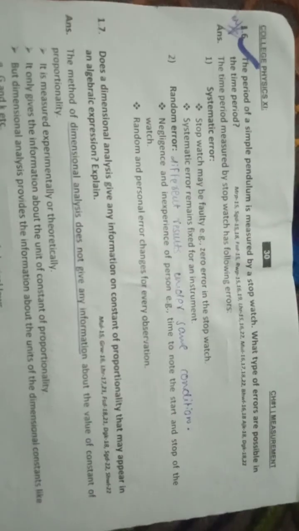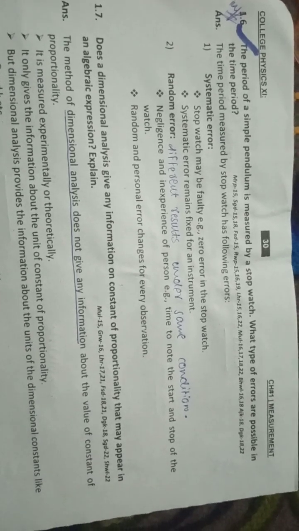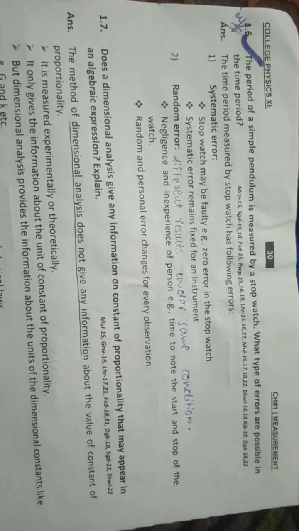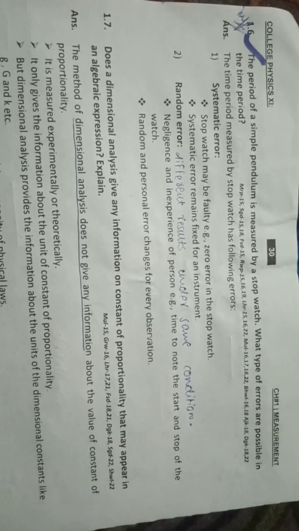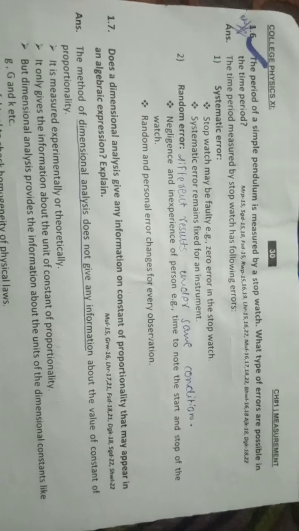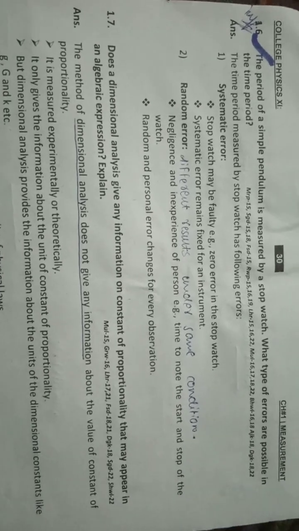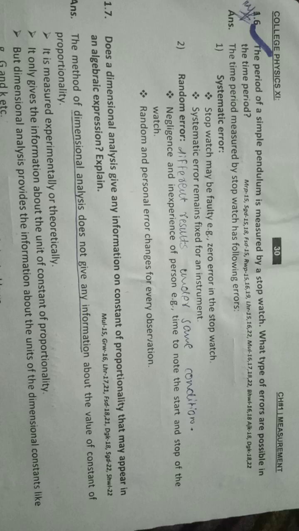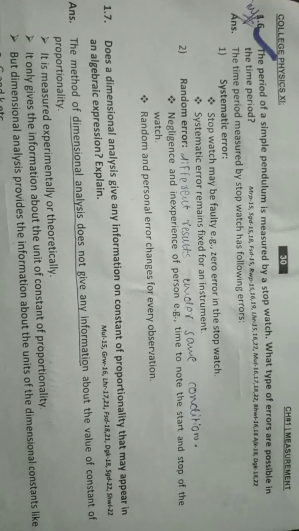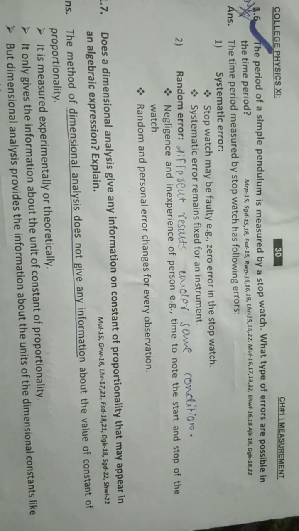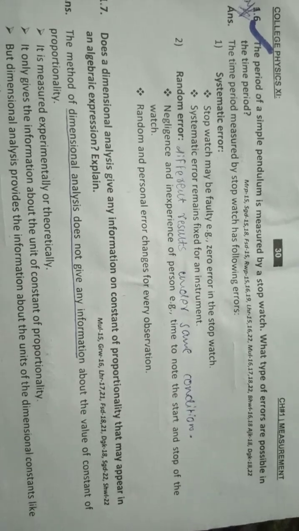Okay, question number 1.6 is also important. The period of a simple pendulum is measured by a stopwatch. What type of errors are possible? There are two types of errors: systematic error and random error. Systematic error, as its name suggests, is an error due to the system. So here we use a stopwatch, so the systematic error is the error that occurs in the stopwatch. Random error gives different values under the same conditions, and it occurs due to the negligence or inexperience of the person.